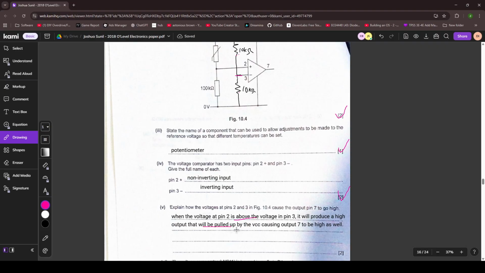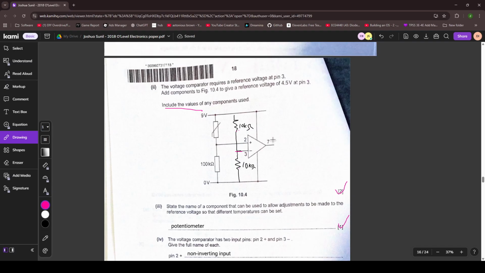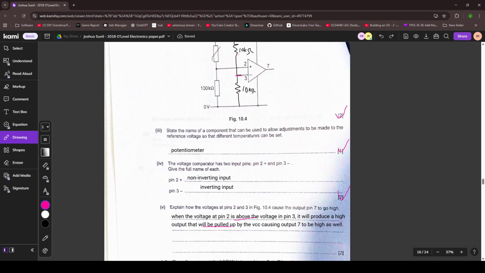Why will it be pulled up? Where does it say here that it will be pulled up? Because there's no pull up resistor here. So how do you know? Also for voltage comparators, there's no built-in pull up resistor. So you can't say this.